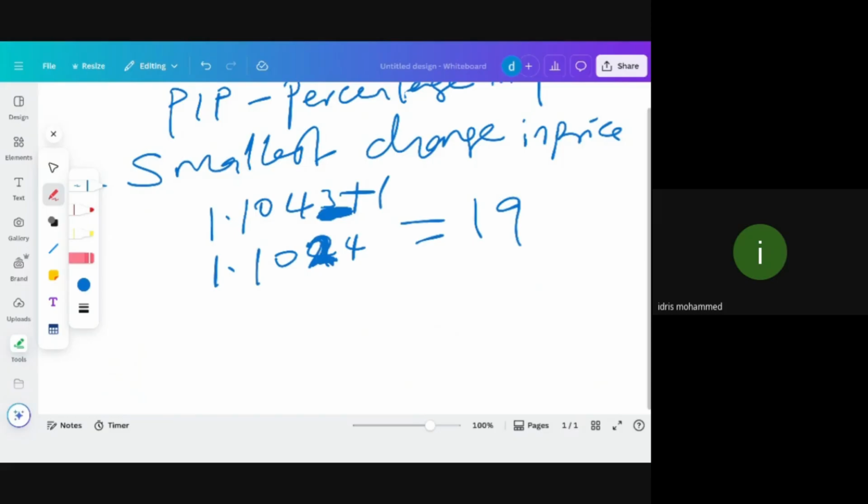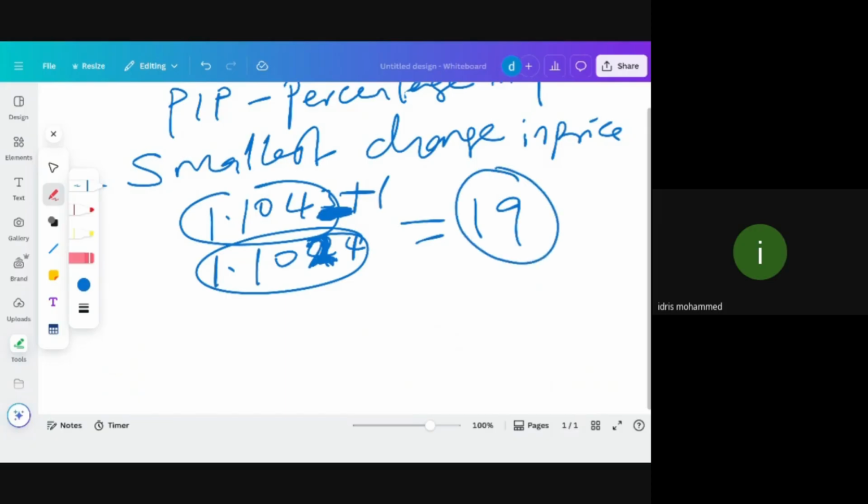In this scenario, what happened from here to here? It reduced, it's a sell. So this guy moved 19 PIP short. Do you understand now? Yes.